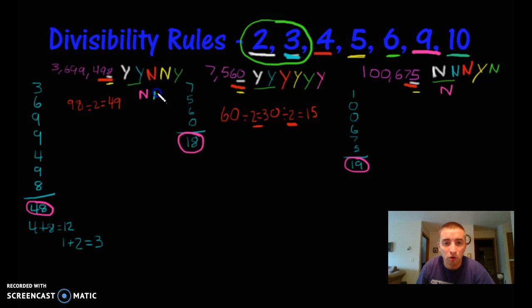Alright, so nope, can't do it. Okay. This one ends in 0, so yes, that's divisible by 10. My last one, 5 is not a 0, so no. Alright, so those are the divisibility rules for 2, 3, 4, 5, 6, 9, and 10.